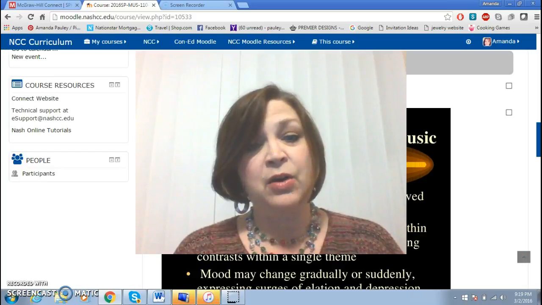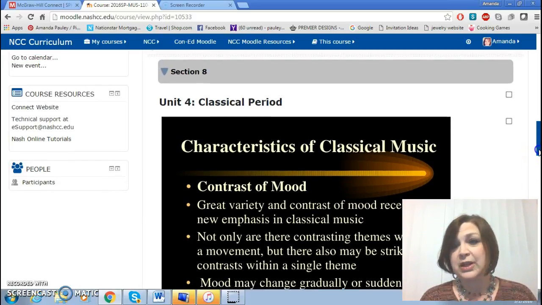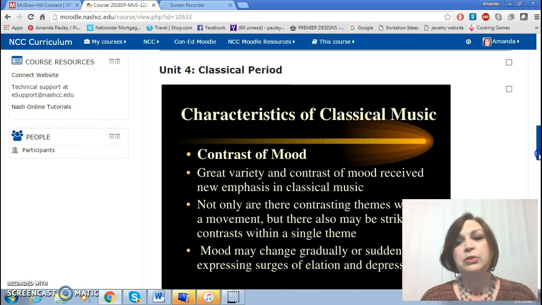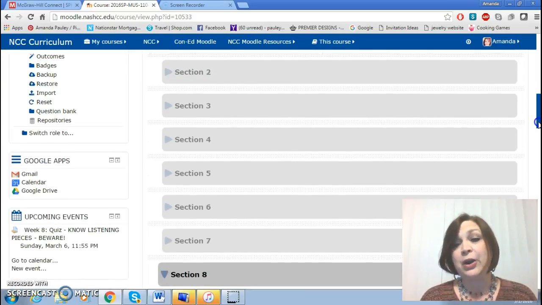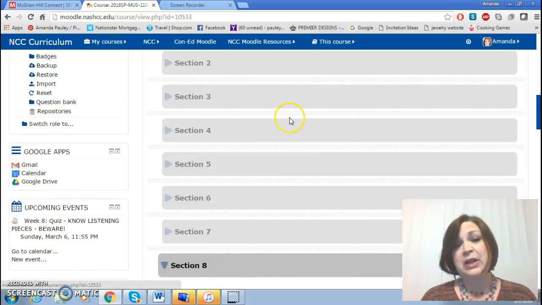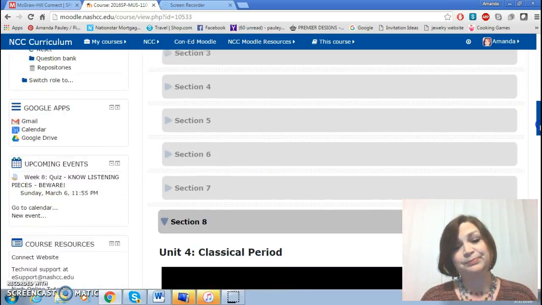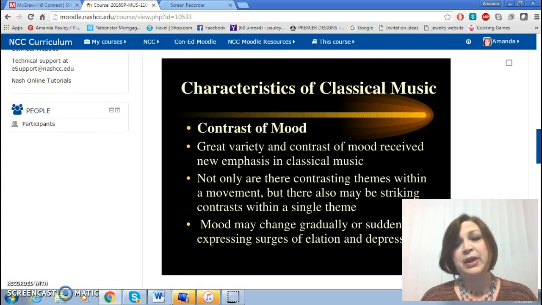And so right now I would like to go to a double screen. This is your Moodle page for this week. We are in week 8, or should I say section 8. You go to unit 4, classical period. We're done with all these other sections, so they are hidden from you. If you have any questions about the assignments that we've done in here, then you just need to email me.